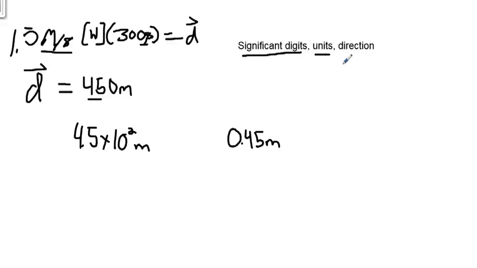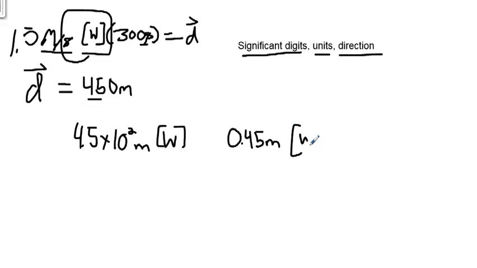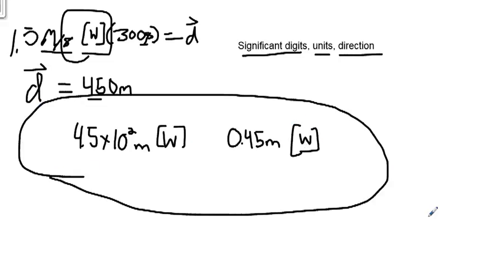We need to include units, which is what we have in both answers, and we also need to include direction. Because our direction was west when we were traveling our velocity, our final answer will also be west. Stating all of these things is part of your marks in your final answer, so you need to make sure that you do that. So either 4.5 times 10 to the 2 meters west or 0.45 kilometers west.